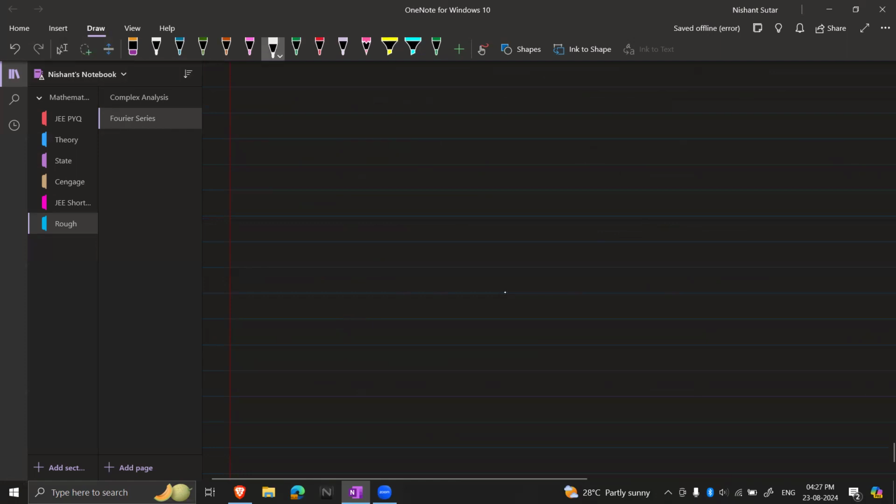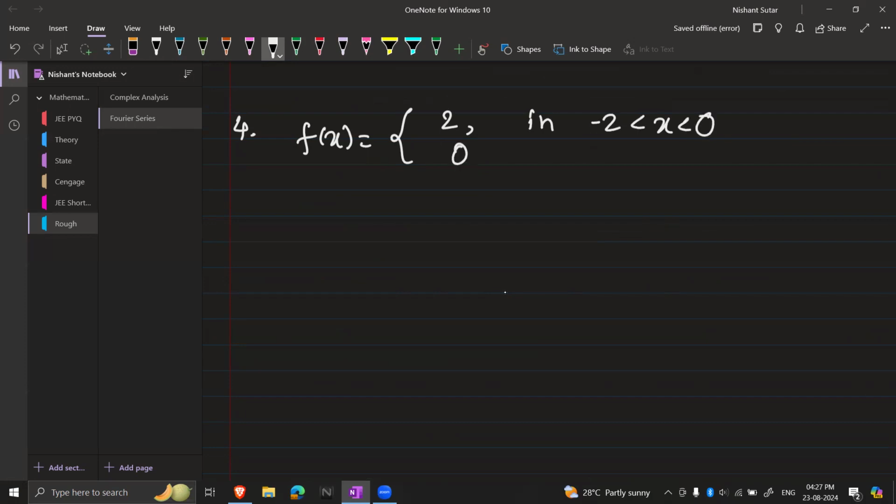Now for the last problem, we'll have f of x as a split function. So minus 2 to x to 0, and instead of 0, we'll complicate things a little bit by doing it as x.